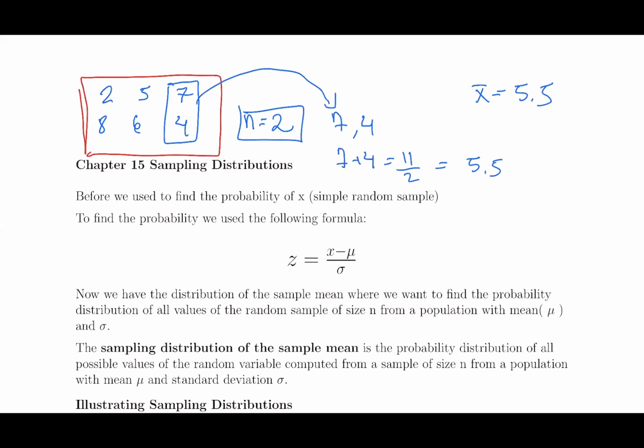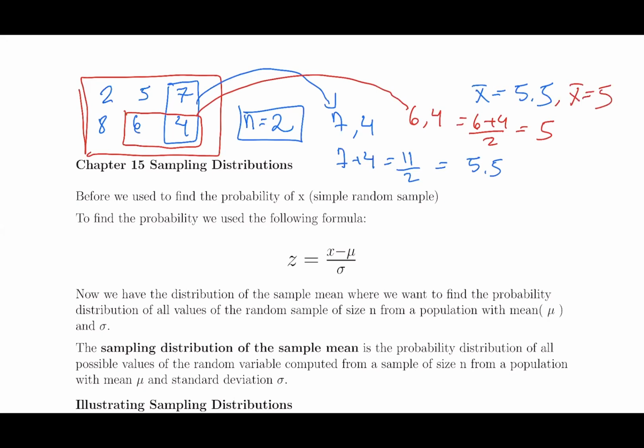But then what's going to happen, we're going to go back and randomly select a new set of numbers. So now we're going to randomly select 6 and 4. And we're going to get the average of those 2 numbers. So we'll go 6 plus 4 divided by 2. You get 5. So now our second data point will be 5.